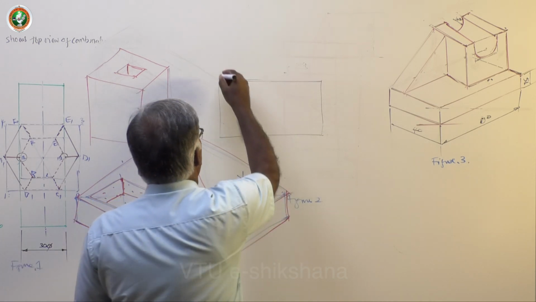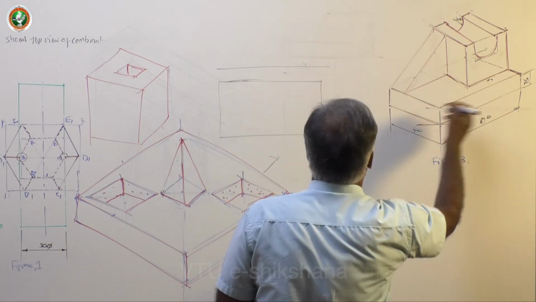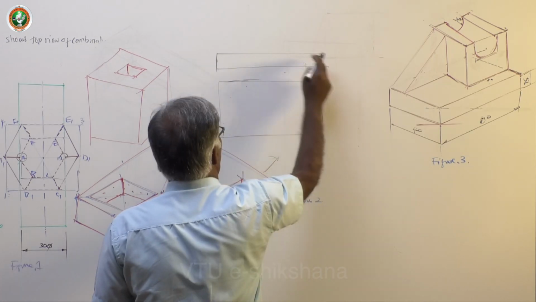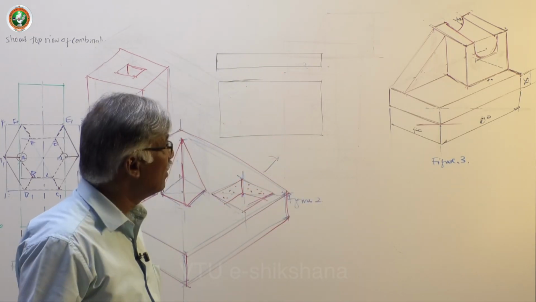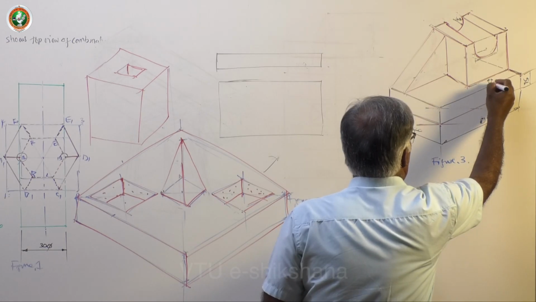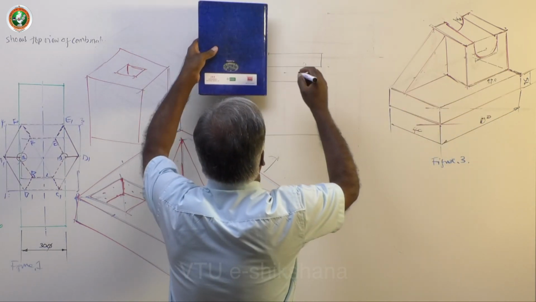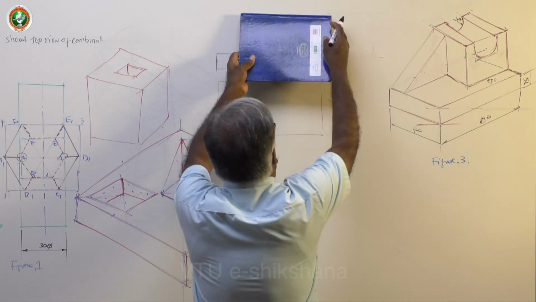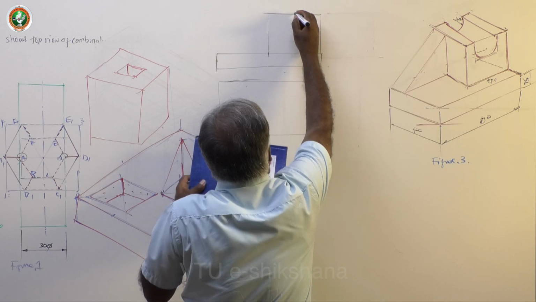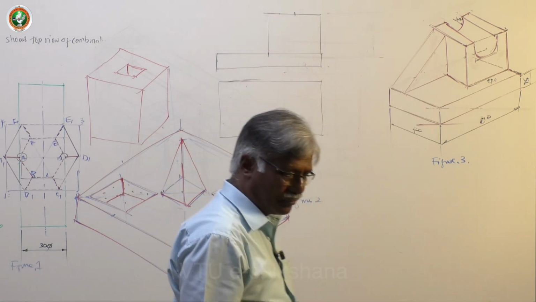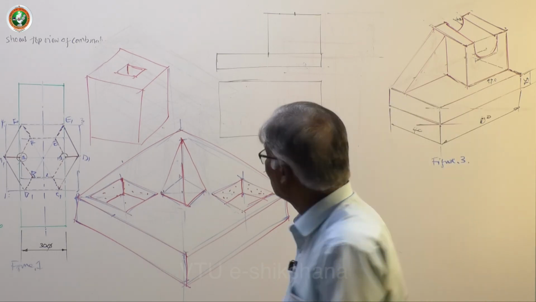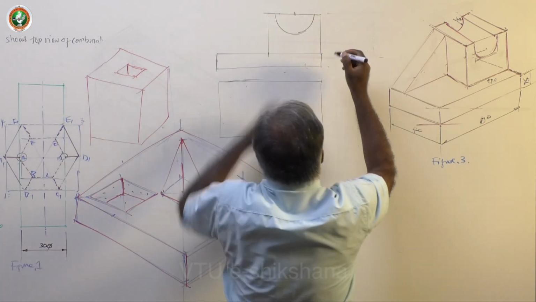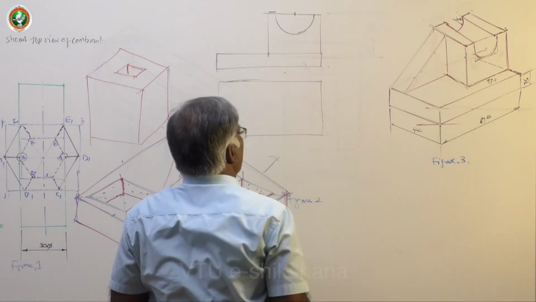The front view is again a base of, say, 15 mm height. I'm doing rough work. For a total of 80, let me assume this is 40 in length. For half of the distance, we have kept a block with a semicircular slot inside. So this is 20. Assume this is 10, 10, and this is 20. This is the front view.